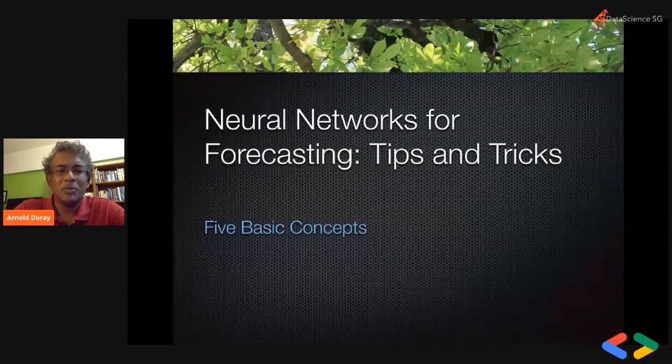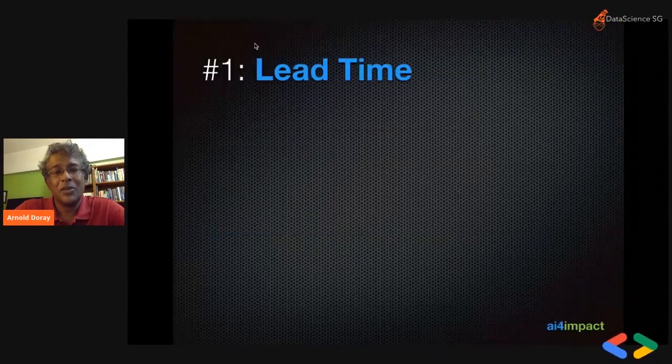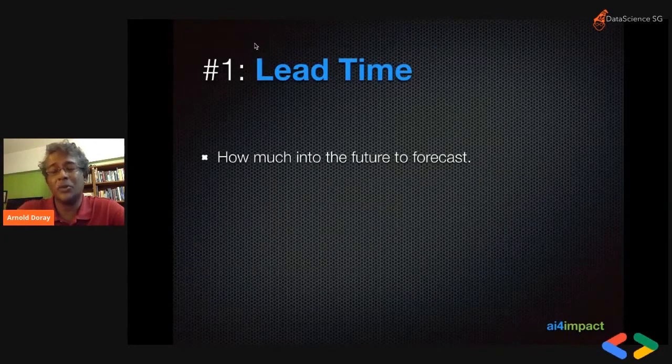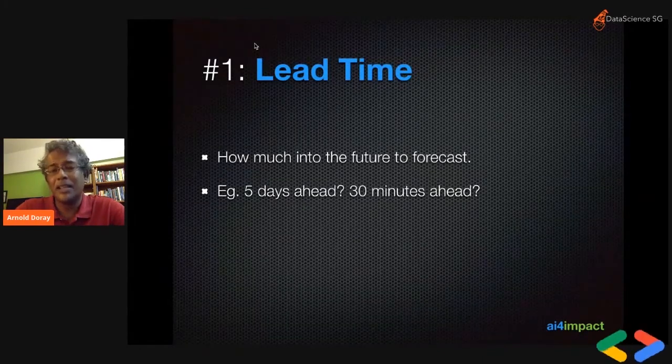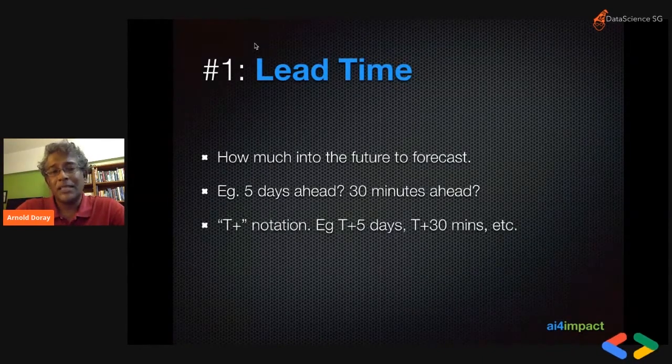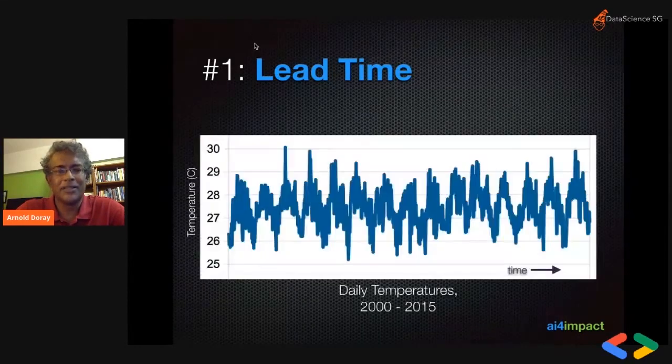Okay, so before we start, I want to cover 5 basic concepts when it comes to forecasting. The first one is about lead time. Lead time is how far into the future you want to do the forecast. It could be 30 days ahead, 30 minutes ahead, sometimes even 10 minutes ahead. We use a T plus notation. T plus 5 means 5 days ahead, T plus 30 minutes means 30 minutes ahead, and T plus 0 means the present.